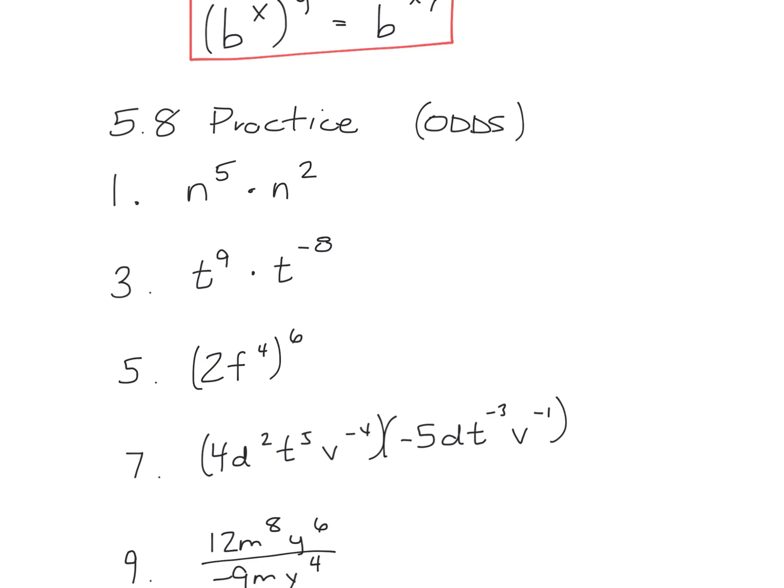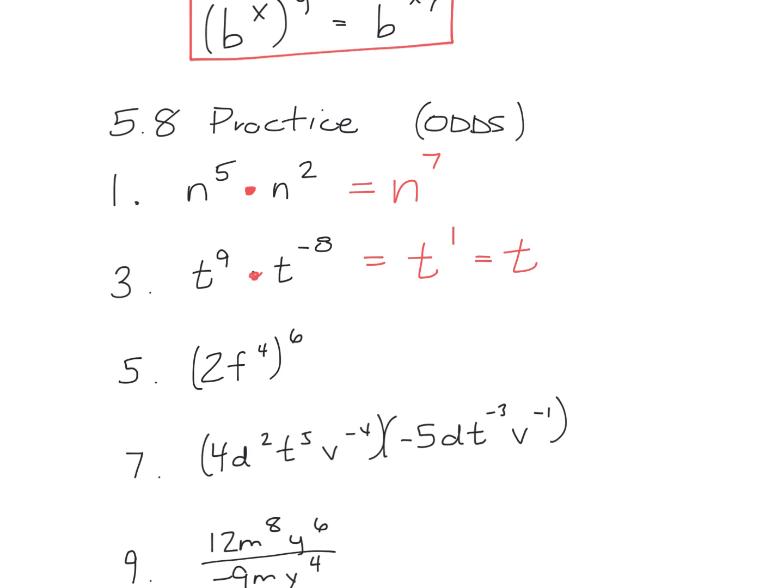So number 1, I am multiplying two numbers together. I'm multiplying, same base, so I'm going to keep the base, and I'm going to add the powers, so it'll be n to the 7th. Number 2, same property. I'm multiplying two numbers with the same base. Keep that base. Add the powers, which is t to the 1st. Don't really need the 1 there. I could just say that that's t.